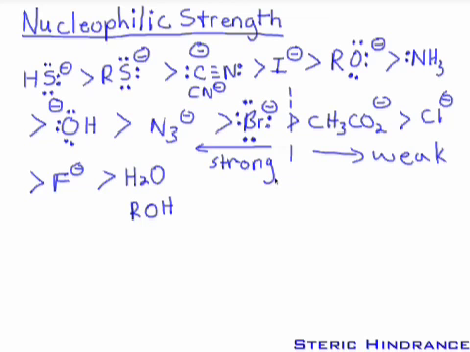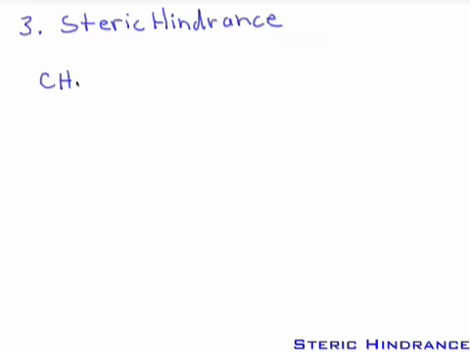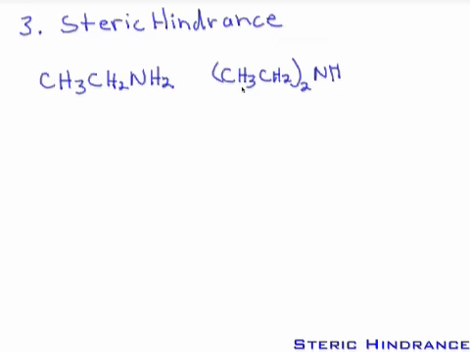Now, one more important factor that affects nucleophilic strength, when you're comparing identical nucleophiles or similar structure nucleophiles, is steric hindrance. Steric hindrance refers to the steric bulk around the attacking nucleophile, the atom that's acting as a nucleophile. It talks about the bulkiness of the groups. For example, suppose I have ethylamine and I compare it to diethylamine. Well, it turns out that ethylamine is a stronger nucleophile than diethylamine.